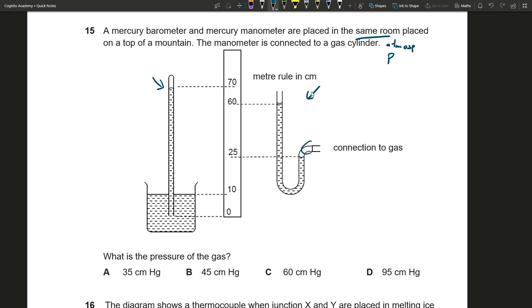gas is. So here we must know that there's pressure acting from the atmosphere, which we can measure through the barometer, and there is pressure acting by this column counteracting the pressure of the gas. So those two pressures are equal. Let's try to find the atmospheric pressure first. This is 70 minus 10, which is 60 millimeters of mercury. And the pressure from this column is 60 minus 25, that is 35. So the total pressure is 35 plus 60, which is 95 millimeters of mercury. The answer is D.